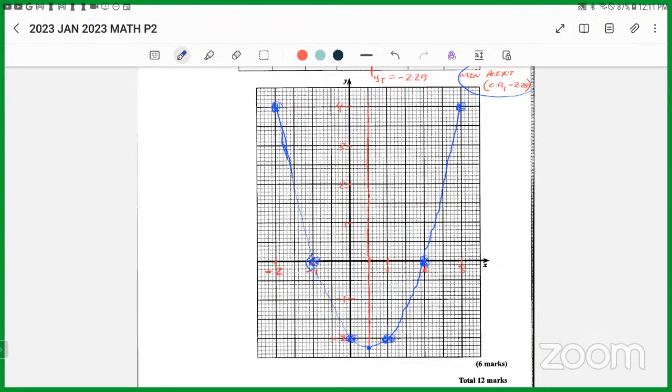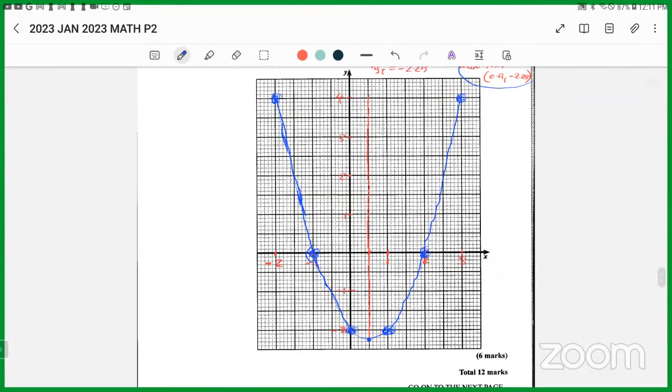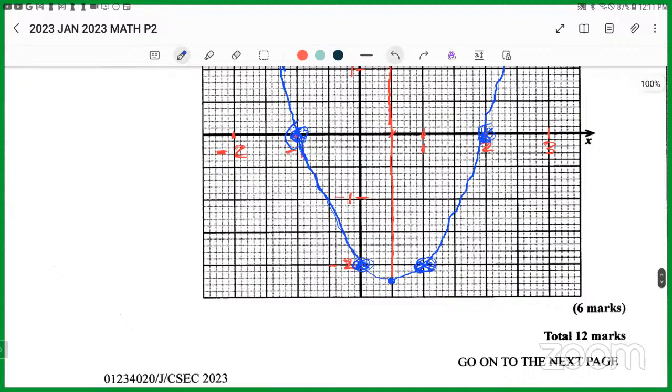So sketch with the freehand. Don't make it rough like me, I just can't draw a smooth curve with this device. But one important thing is that you must bring it down to here. Don't come across here with it, otherwise you just lose marks. Remember, it has one minimum value, which is right here. One minimum point. So you have to make sure you bring it down to here.